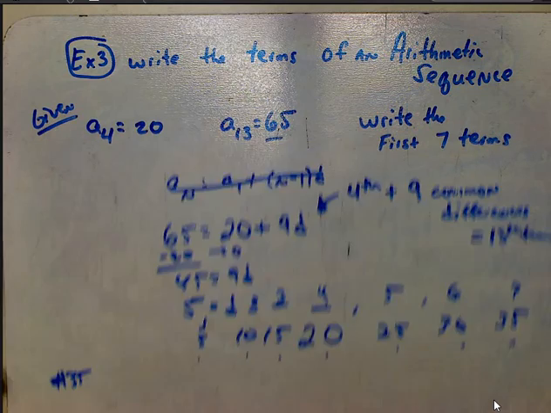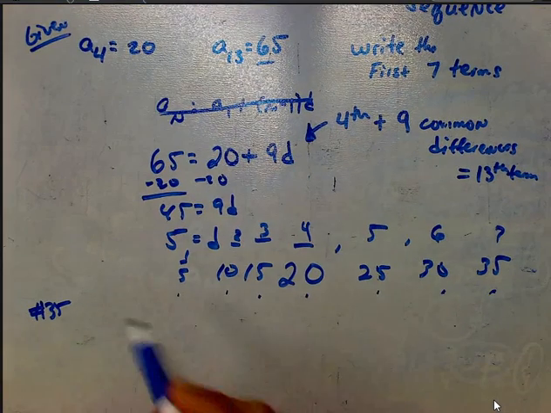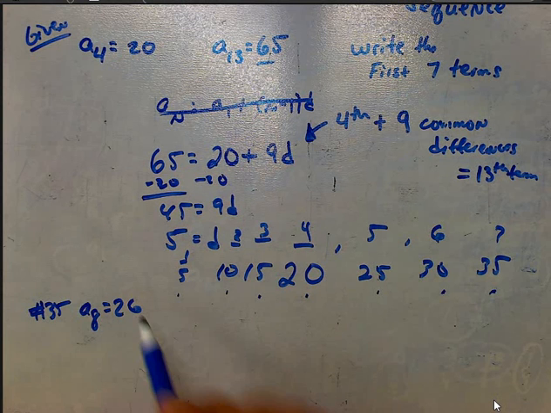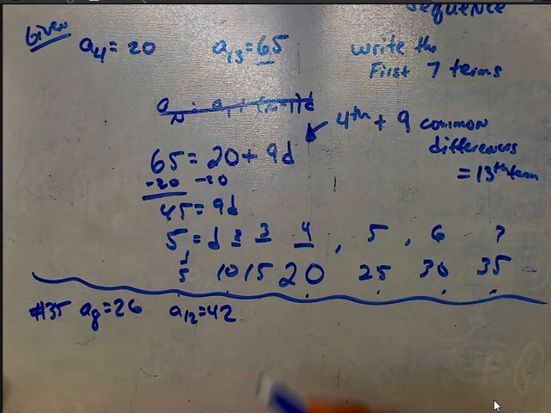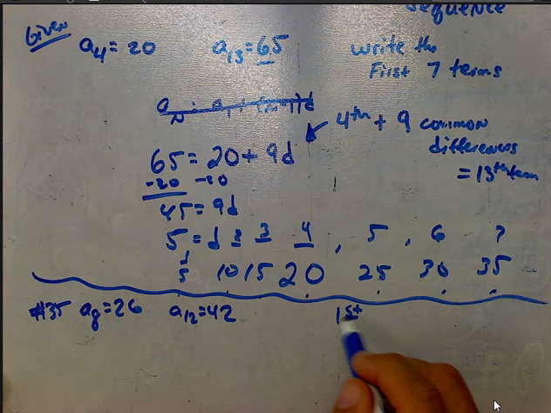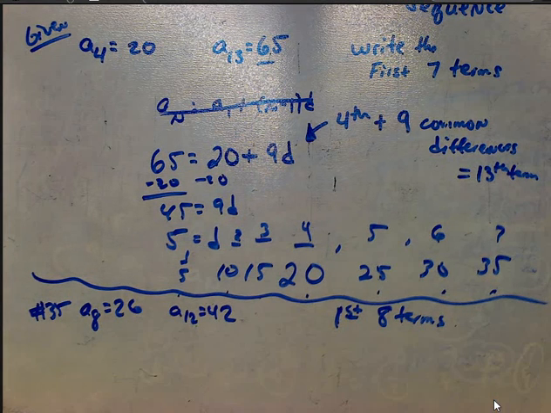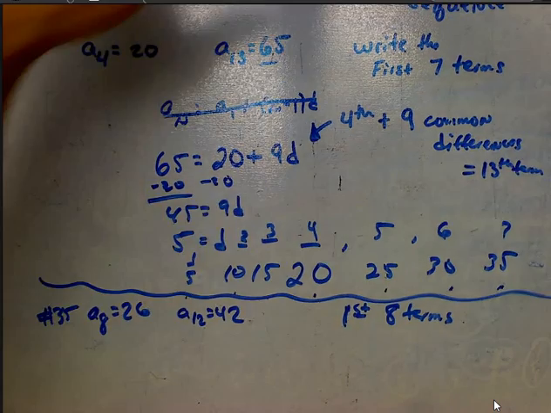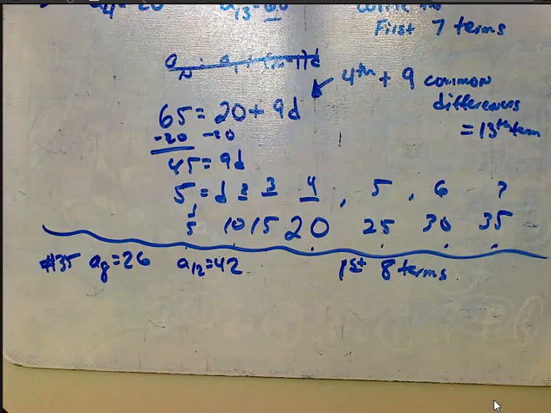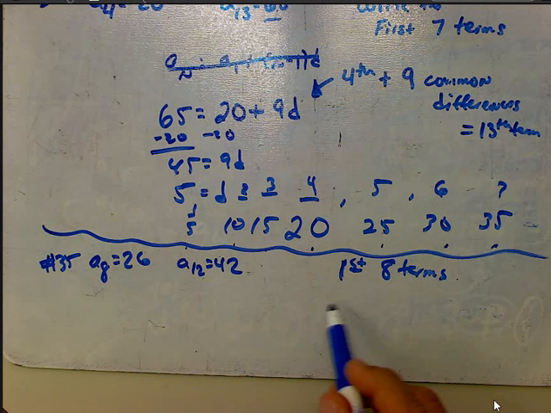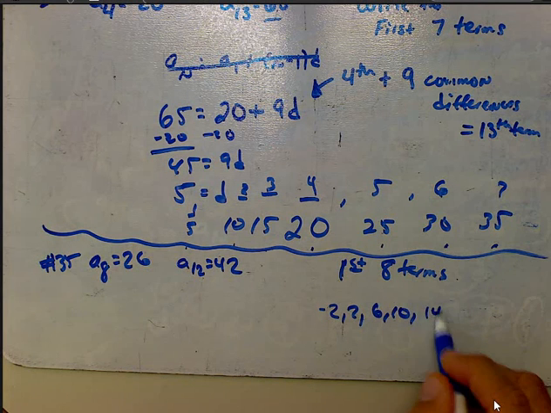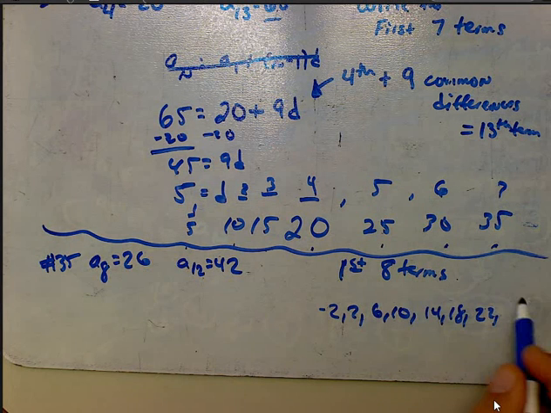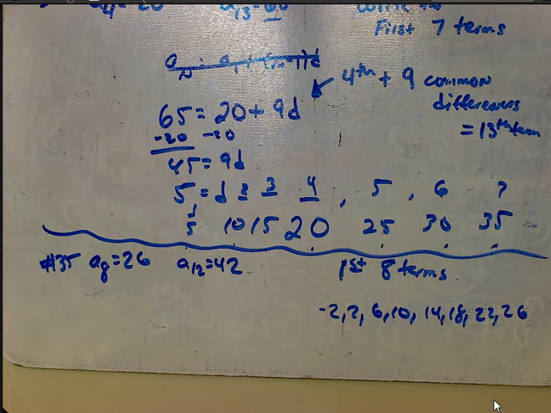Number 35 tells you that the 8th term is 26, and the 12th term is 42, and they want the first 8 terms written out. Press pause, see if you can figure it out, and then come back and check to see if you got the answer right. Okay, so your terms should be -2, 2, 6, 10, 14, 18, 22, and 26. If you got that right, great.